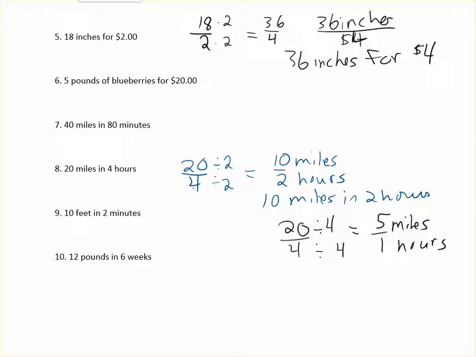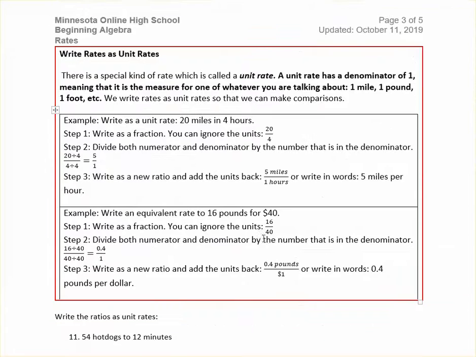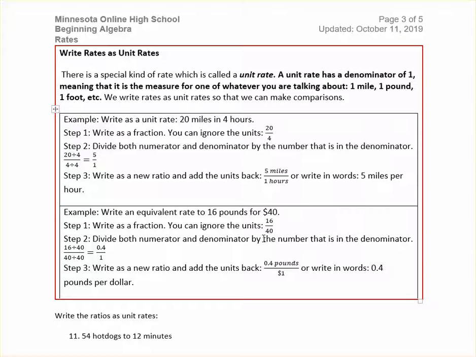Because if somebody says, well, I don't really know what 20 miles in 4 hours calculates out to, you could say it's 5 miles per hour. And we like to have things as unit rates. It's handy and it's easy to figure out other calculations about that rate. And that's what our next part is about, writing rates as unit rates. So again, if the ratio, the rate, has a denominator of 1, then that's called a unit rate.